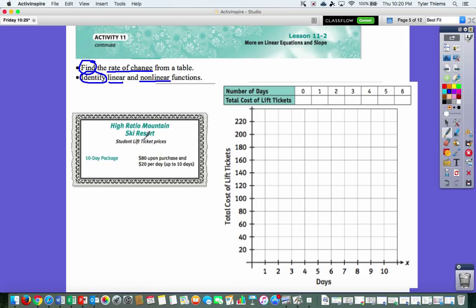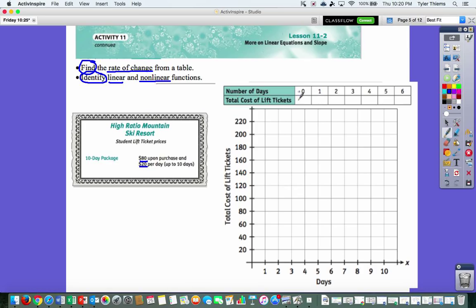So this first real world situation here, let's imagine you go to the High Ratio Mountain ski resort and you buy a 10-day package for ski lift tickets. A lift is what takes you up the mountain so you can ski down the mountain. This 10-day package is $80 upon the purchase, and then it's $20 per day after that. So $20 per day, each day, every day.